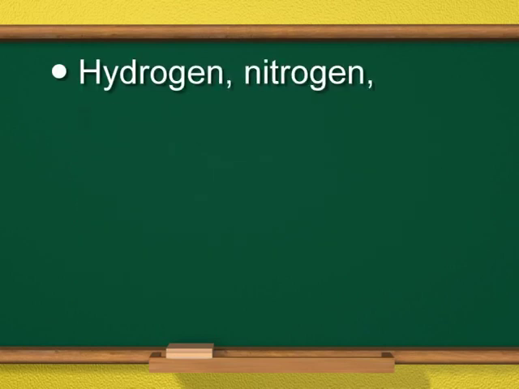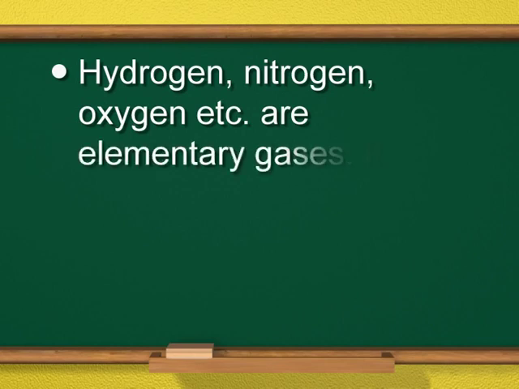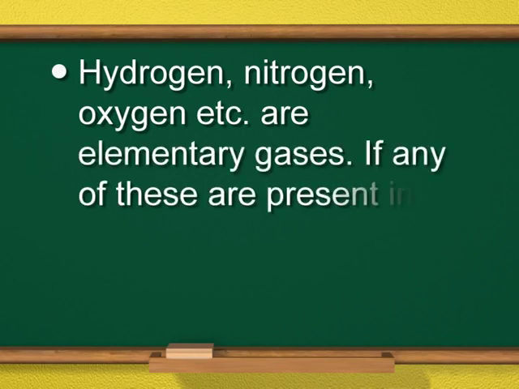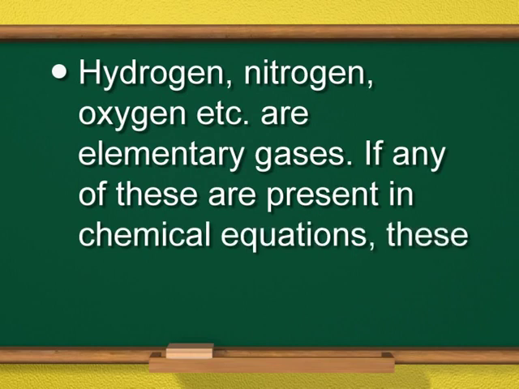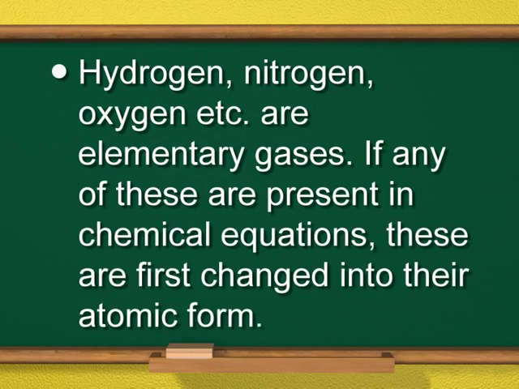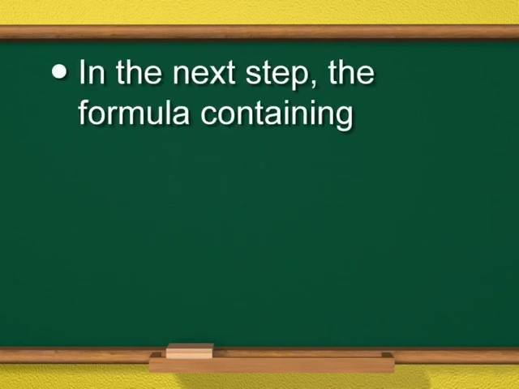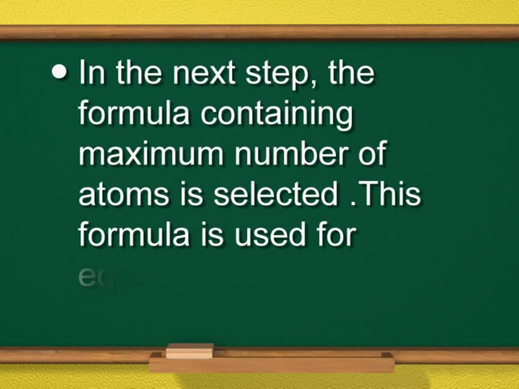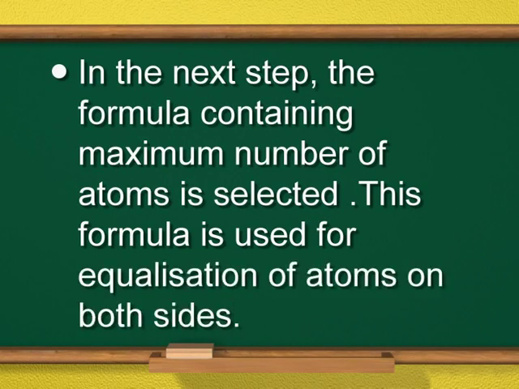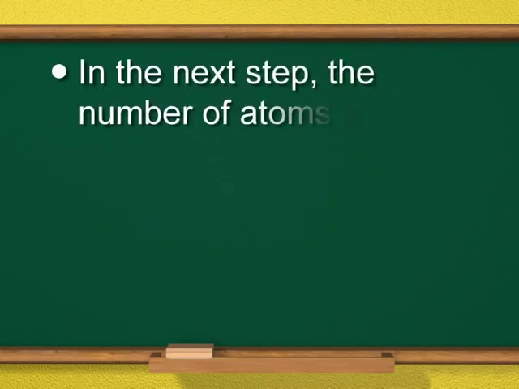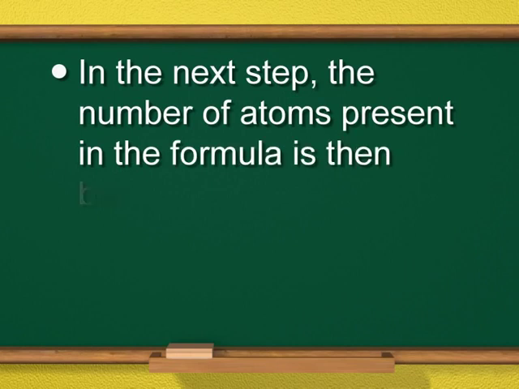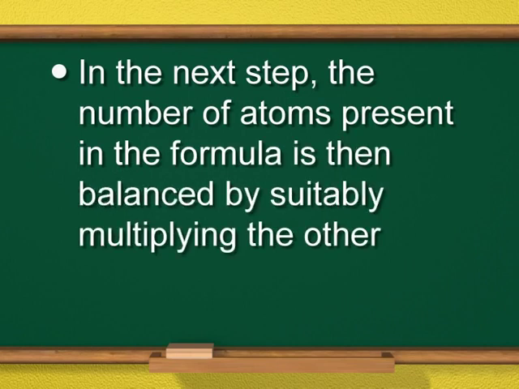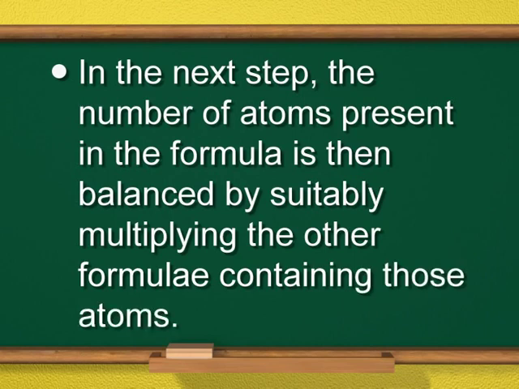Hydrogen, nitrogen, oxygen, etc. are elementary gases. If any of these gases are present in chemical equations, these are first changed into their atomic form. In the next step, the formula containing maximum number of atoms is selected. This formula is used for equalization of atoms on both sides. In the next step, the number of atoms present in the formula is then balanced by suitably multiplying the other formulae containing those atoms.